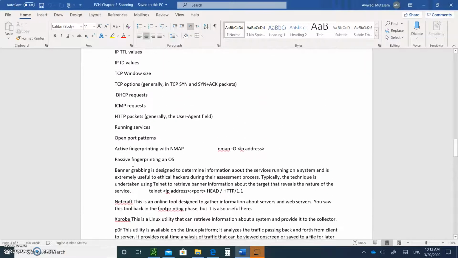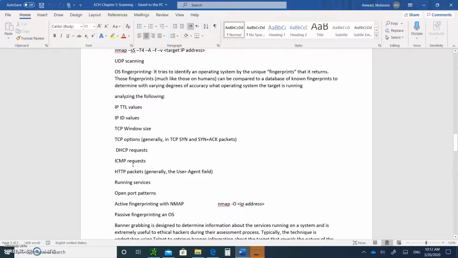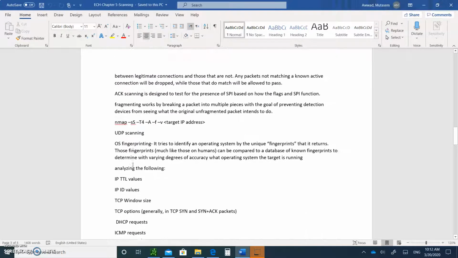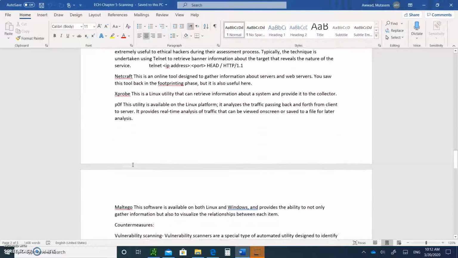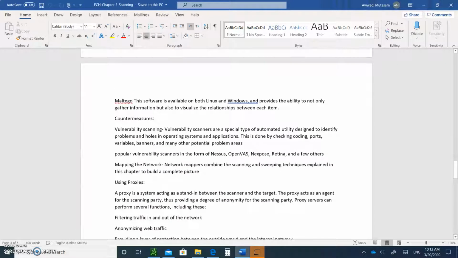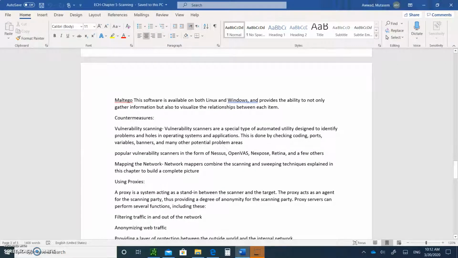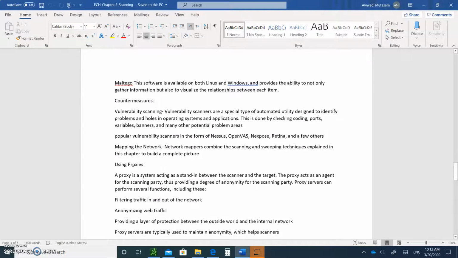All right, so these are the different types. We talked about OS fingerprinting. Okay, so now let's take a look at scanning countermeasures. I want you to write the following down when it comes to countermeasures.